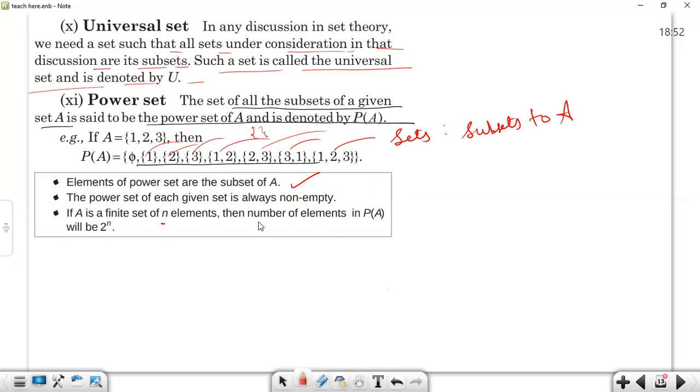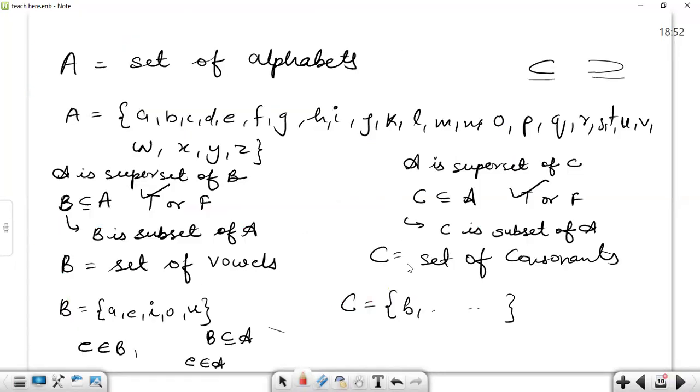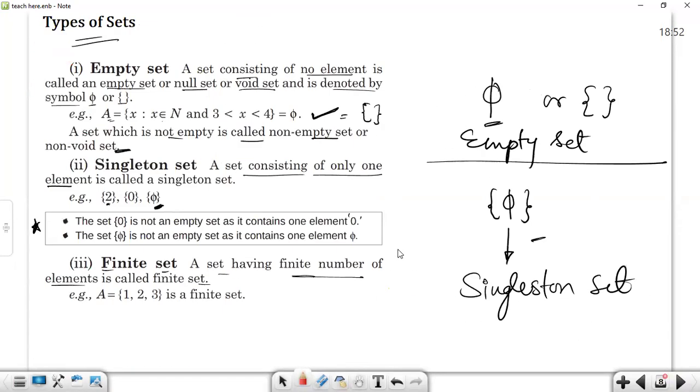If A is a finite set of n elements, then the number of elements in the power set will be 2 raised to the power n. Simple. Please understand this concept about the empty set very clearly. This is important. And understand the difference between these two so that you don't get confused.